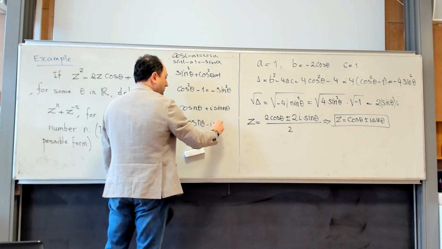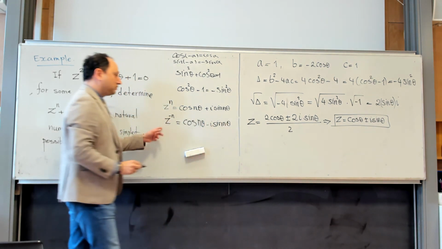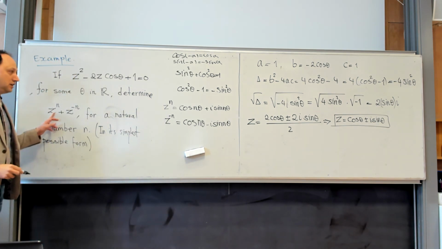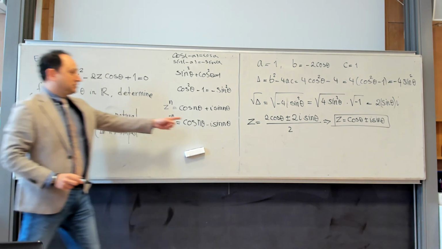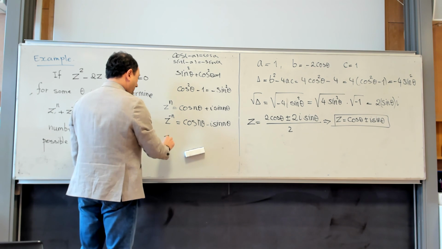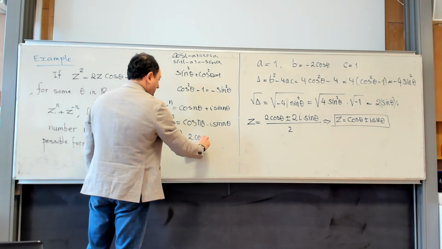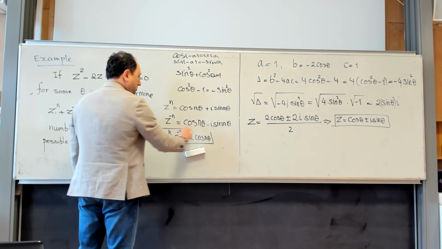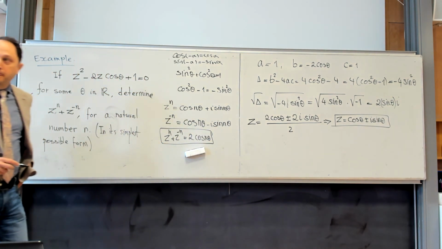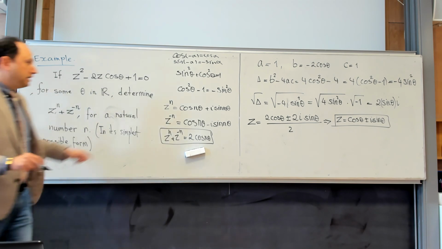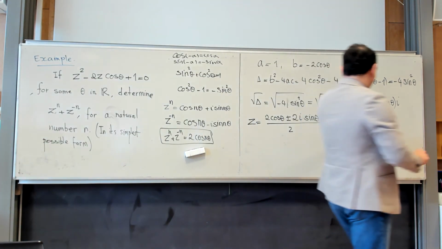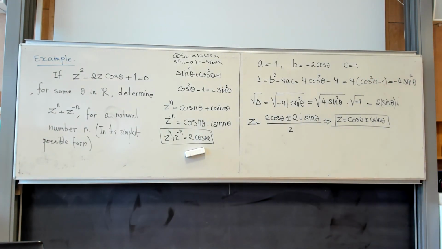And then you see how nice the problem is, because I want to add these two. When I add them, this is cancelled. And then z to power n plus z to power minus n becomes 2 cosine n theta. That's it. And this is the simplest possible form of this expression. Okay, and then what happens if I choose the negative sign?